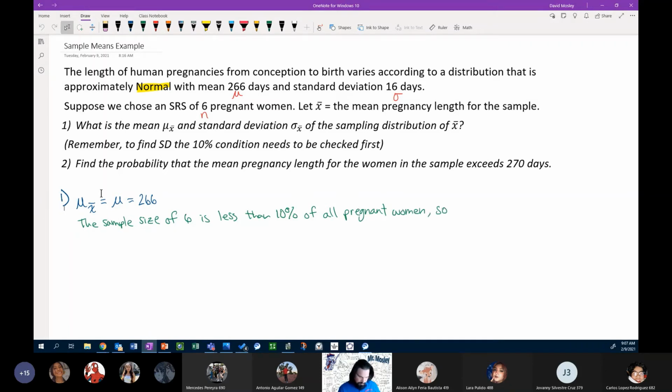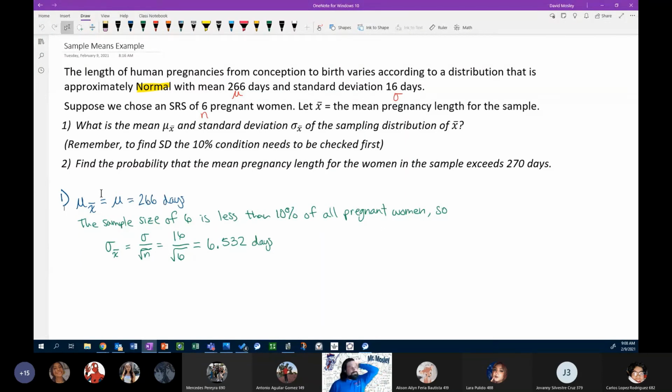So standard deviation of X bar is equal to sigma divided by the square root of n, which is 16 divided by the square root of 6. And we get approximately 6.532 days.